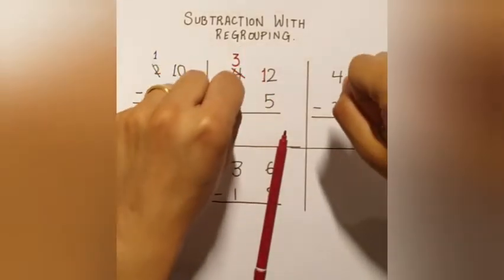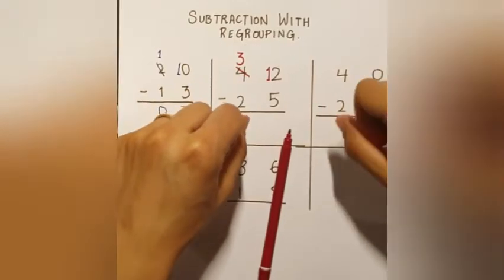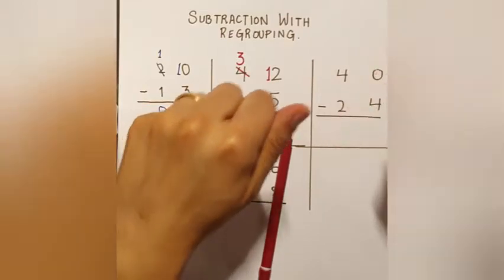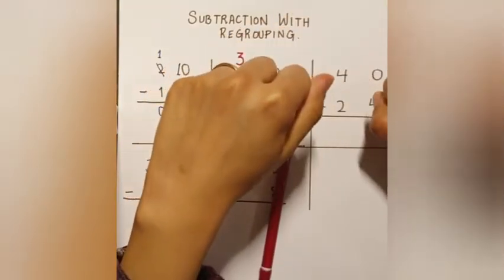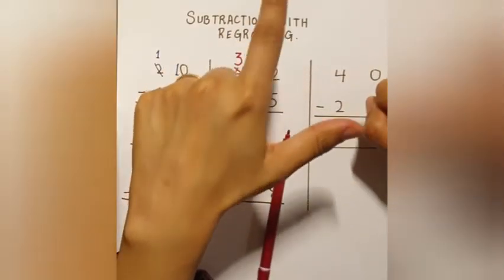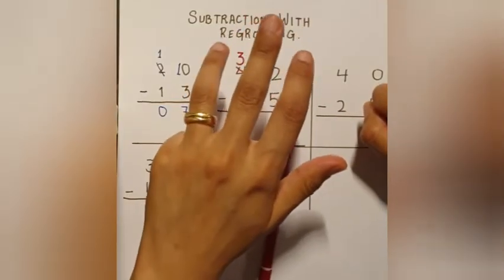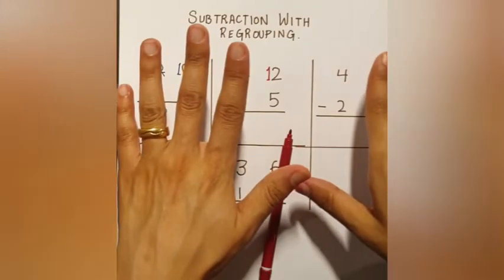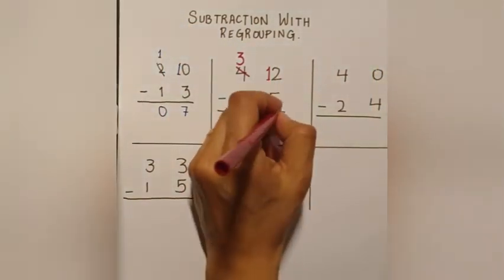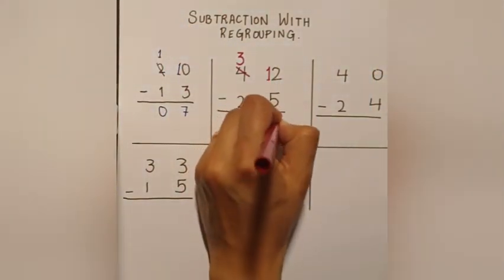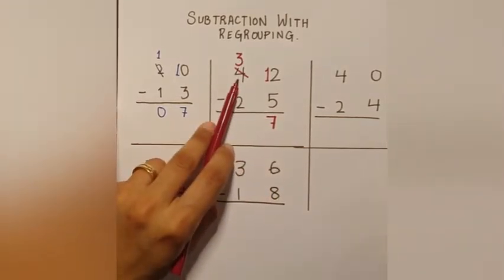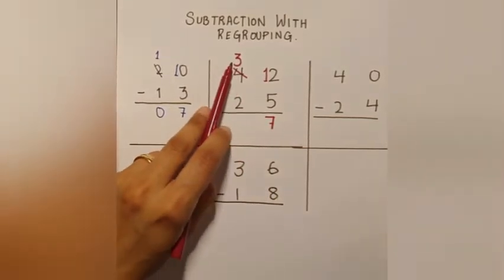I will start with my hands closed, and then I will count from 5 to 12. Now, after 5, 6, 7, 8, 9, 10, 11, 12. So that's again 7. Now, take care here again. This is not 4 anymore. It has actually become 3.